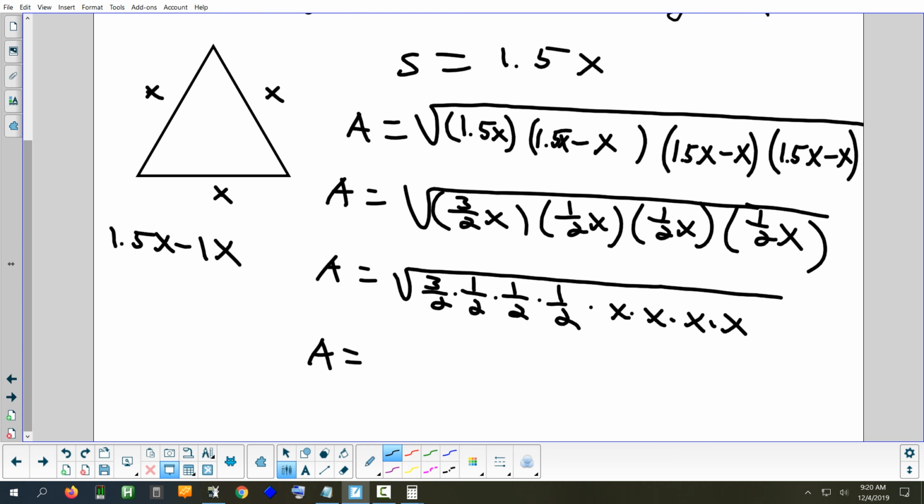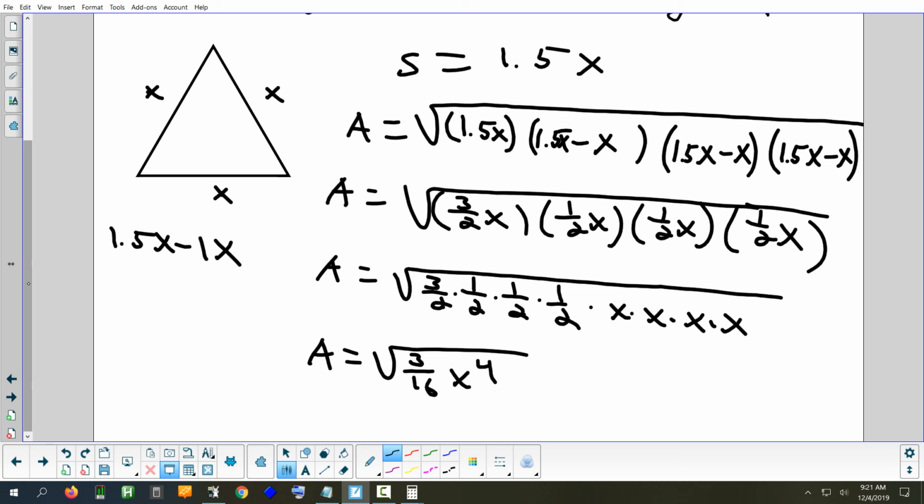Okay, so let's multiply those fractions right across. What's 3 times 1 times 1 times 1? 3. And 2 times 2 times 2 times 2? 16. So 3/16. And what about x times x times x times x? What's a shorter way to write that? Careful, that would be if you were adding them. Yep. x to the power of 4.